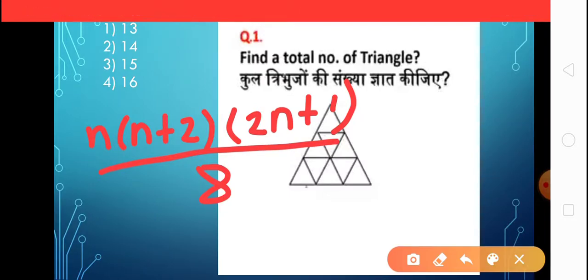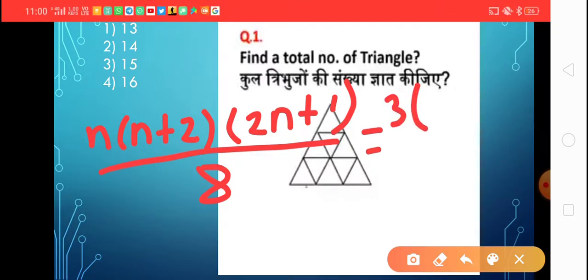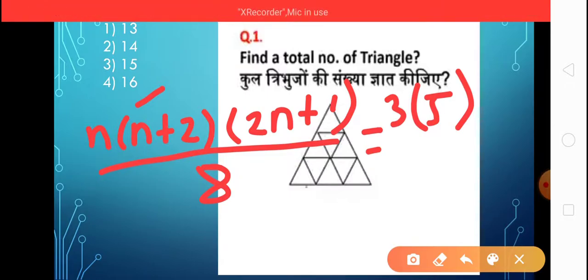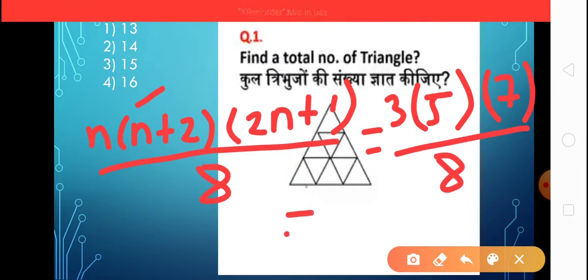Now in this given example, n is 3 because it is making 3 parts on each side. So we will put it in the formula: 3 into n plus 2, that is 3 plus 2, which is 5, and 2n plus 1 means 2 into 3, that is 6, plus 1, that is 7. So multiply by 7 simply and divide by 8. This product comes out to be 105 divided by 8.